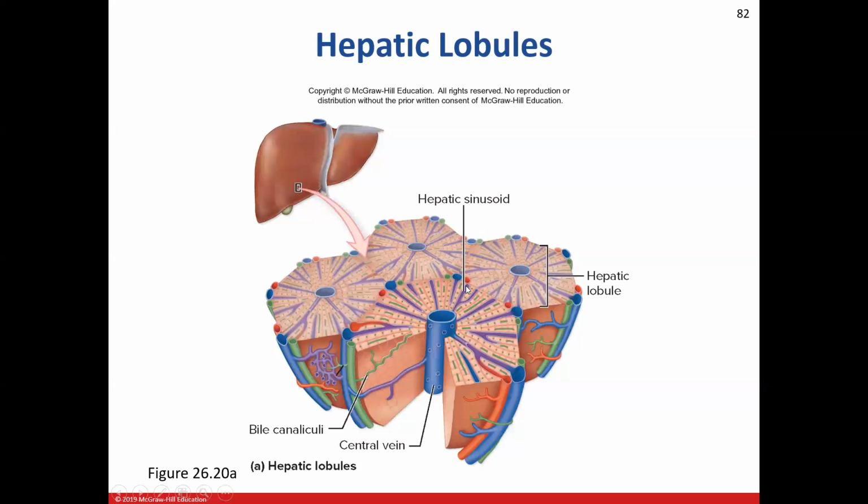And then you can see these spaces located traveling from the periphery more towards the central portion. These spaces, those are the hepatic sinusoids. Those will drain blood and other substances from the hepatocytes, and they'll drain into the central vein.